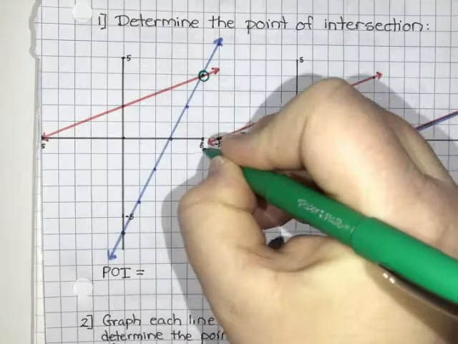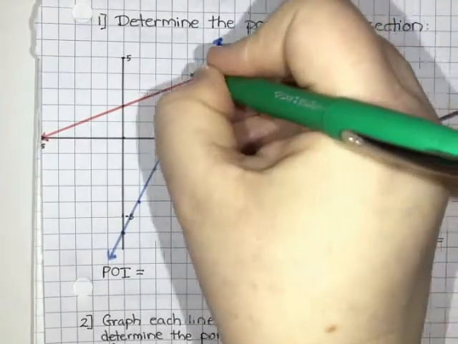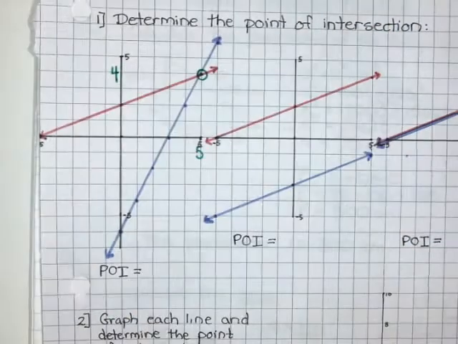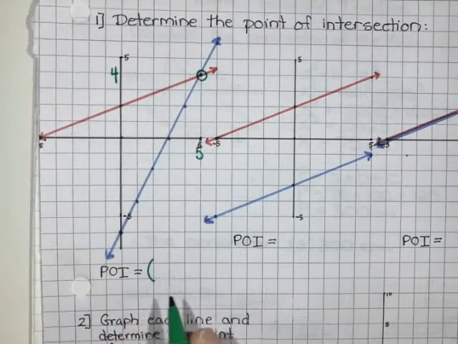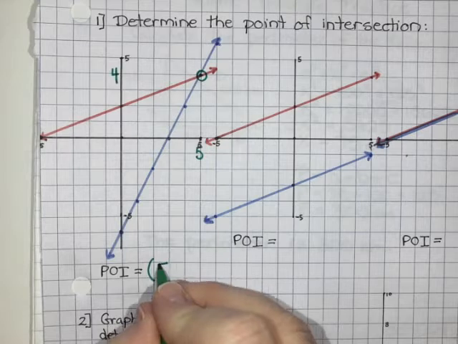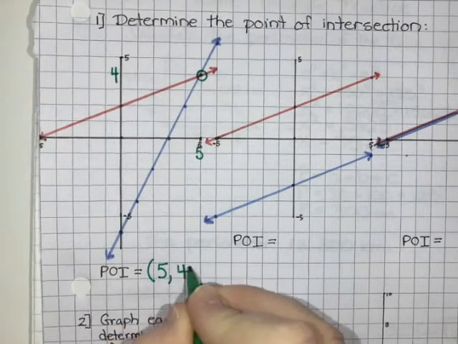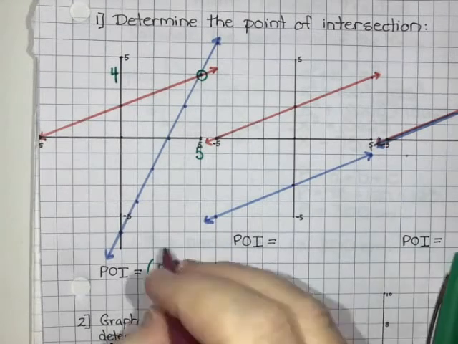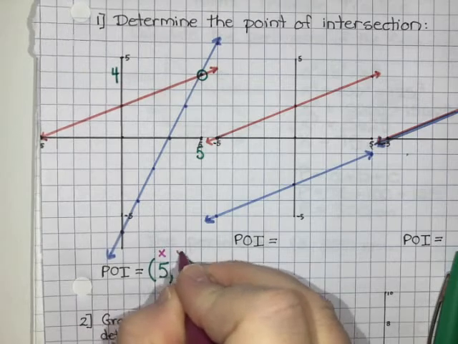So on the x part, this is at 5, and on the y part, this is at 4. So my point of intersection, that's what POI stands for, point of intersection, is the point (5, 4). We always put the x part first and then the y part second.